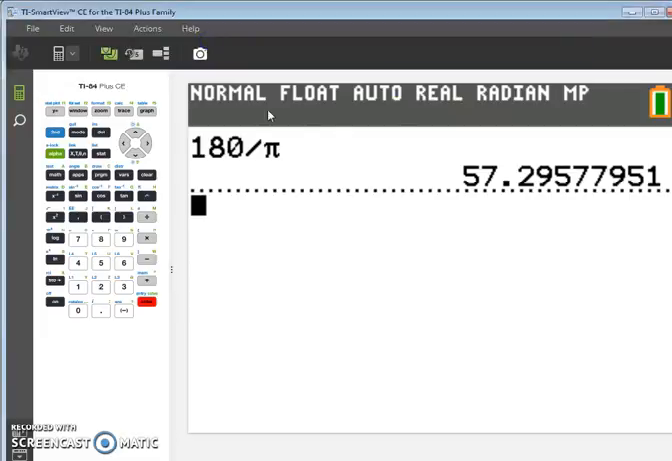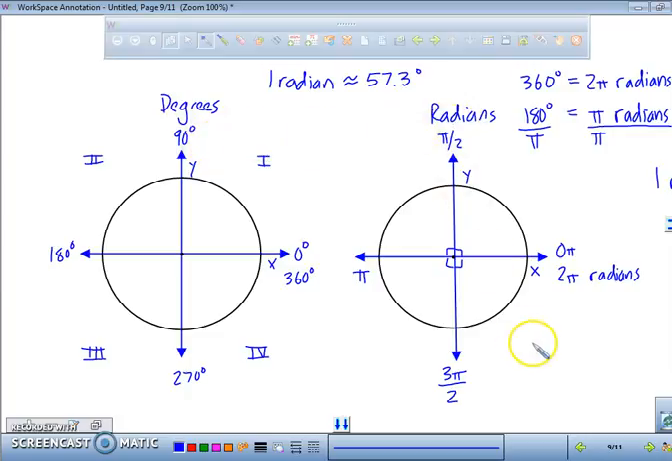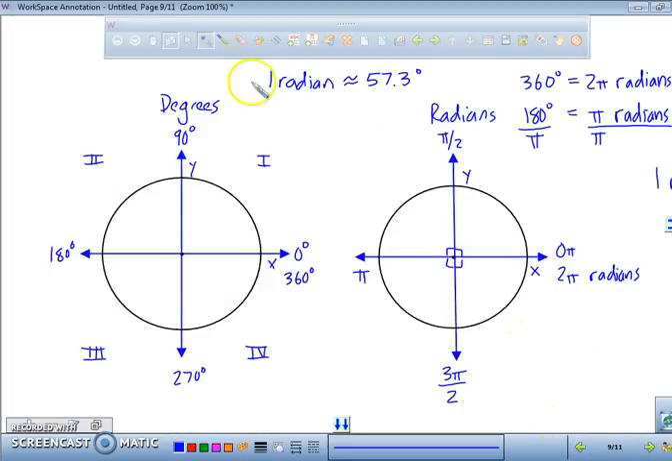Back to our page right here. This is what I want you to have in your journal. If you go from degrees to radians, this is an easy way to see where you are on the unit circle. All right? Let's go to problem number 1.